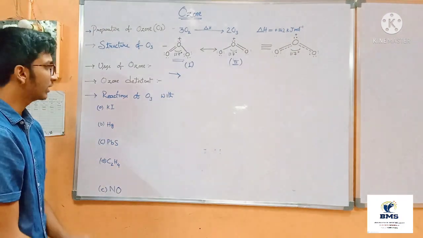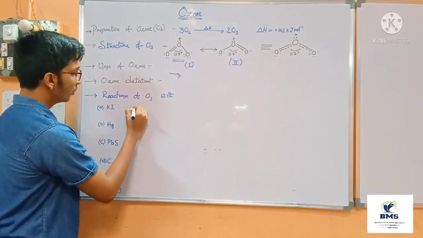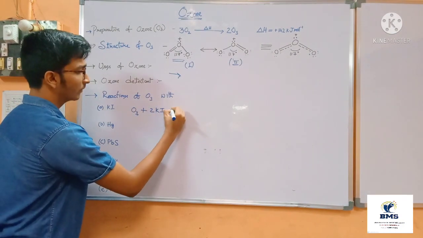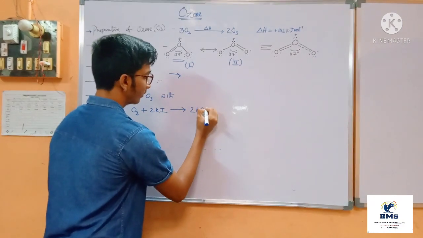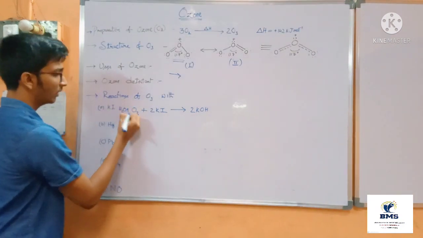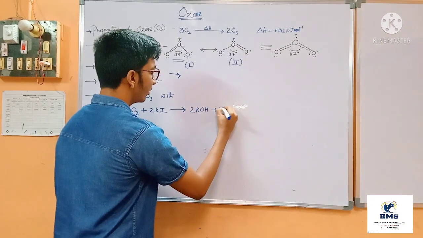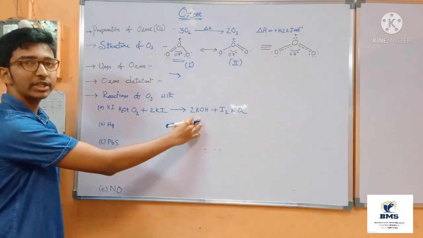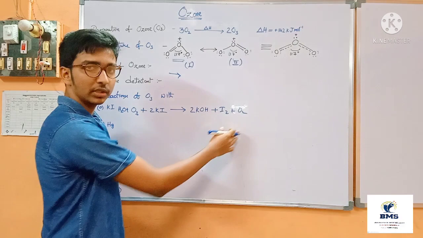And next, reactions of ozone. Reactions of ozone with KI. Ozone when reacted with KI, in the presence of H2O, which means moisture, gives 2KOH plus I2 plus O2. Here KOH is potassium hydroxide, I2 is iodine, and O2 is a gas, which is oxygen gas.